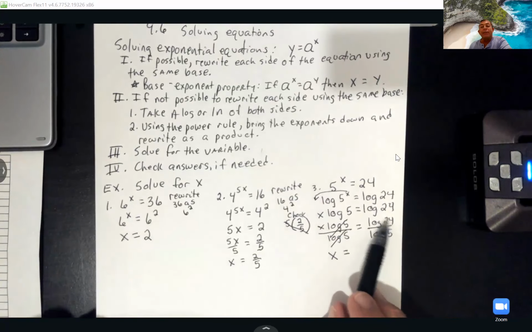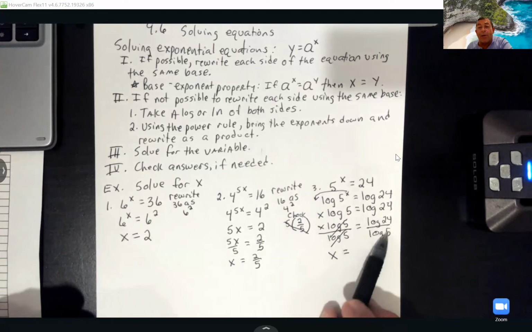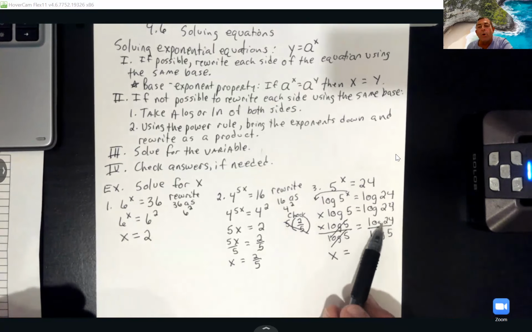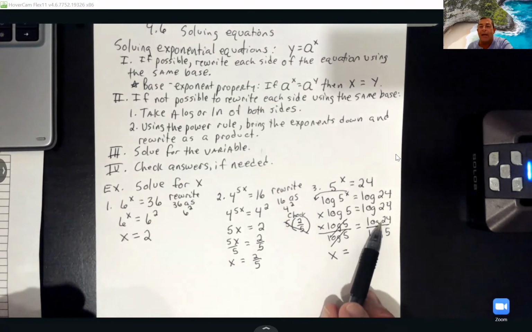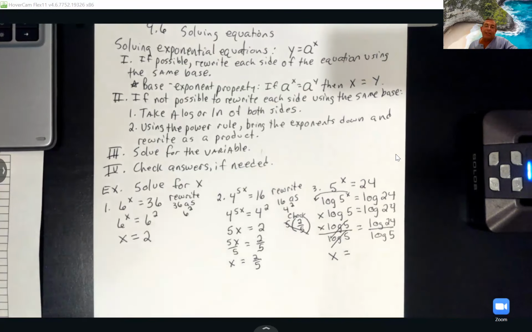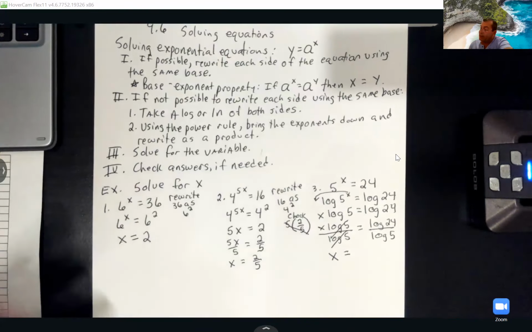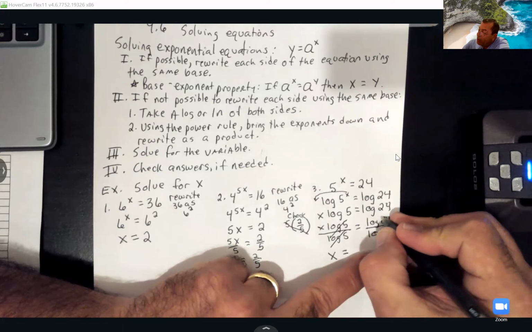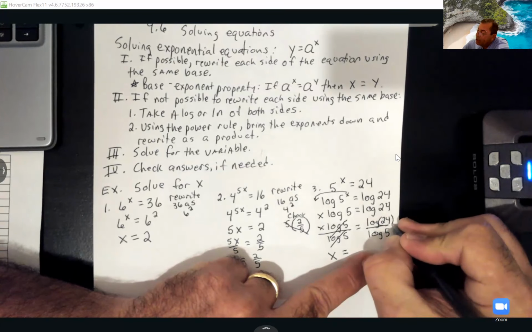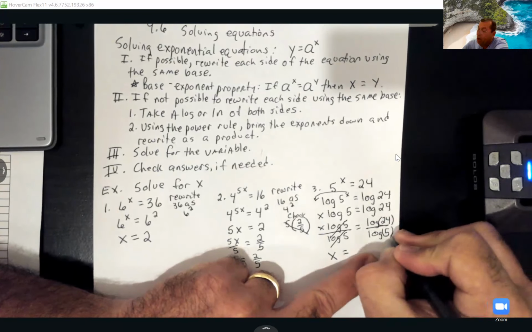Now here, since we got logs we're having to play with on this one, we're going to have to use the calculator and round this answer to 4 decimal places. Now, y'all, when I do it on the calculator, you gotta shut those parentheses on these logs, okay?